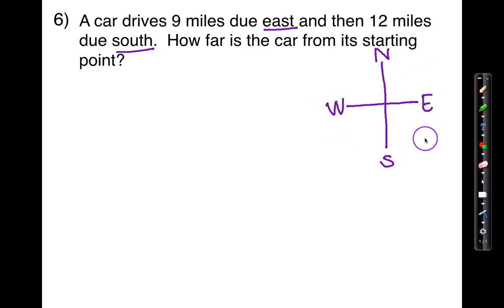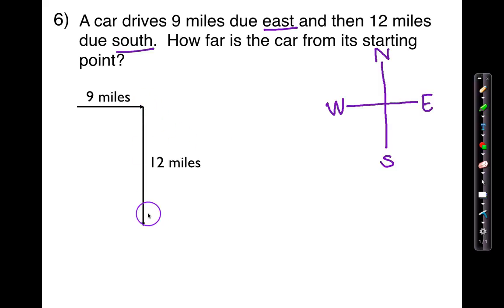So here are the directions. If the car was moving 9 miles east, it's going to the right 9 miles. And if it's traveling 12 miles down south, that's going 12 miles down. So it's basically asking us how far is the car from the starting point. This is where they started from. So how far is the car from the starting point? Hopefully you recognize that that's basically just the hypotenuse.